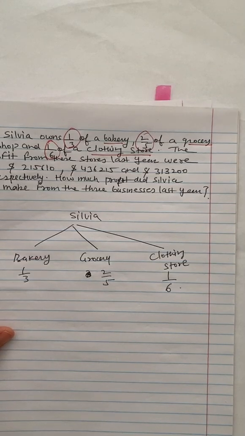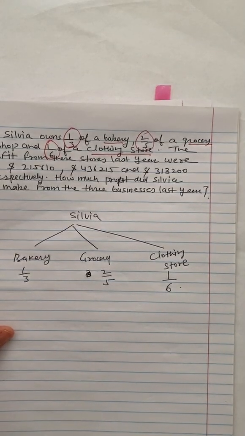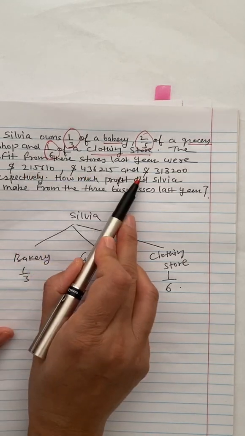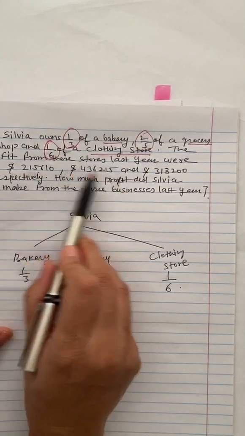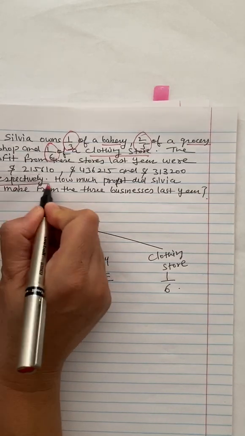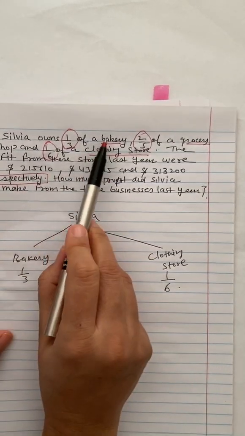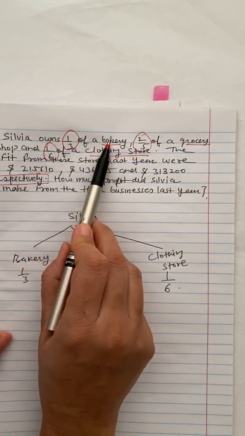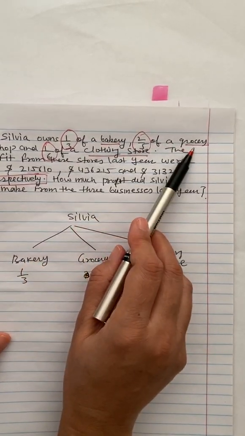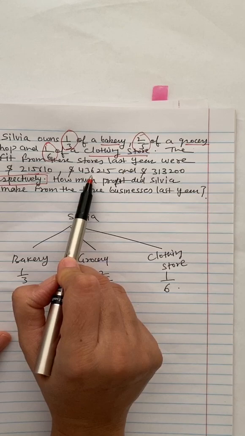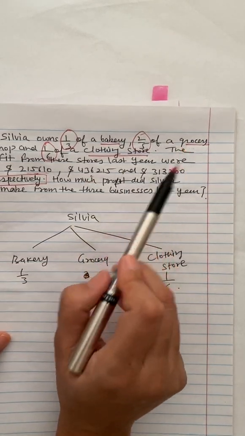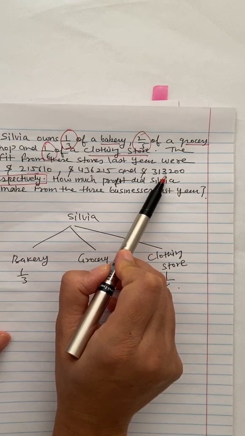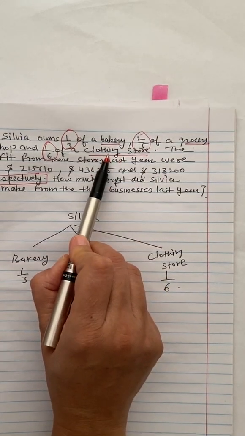And the profit from these 3 stores last year were these, and the important key word here is respectively. Respectively means, if bakery comes first, the first number is the profit for bakery. The second number is grocery, so the second number is the profit from the grocery shop. The third number is the clothing store, so the third number is the profit from the clothing store.